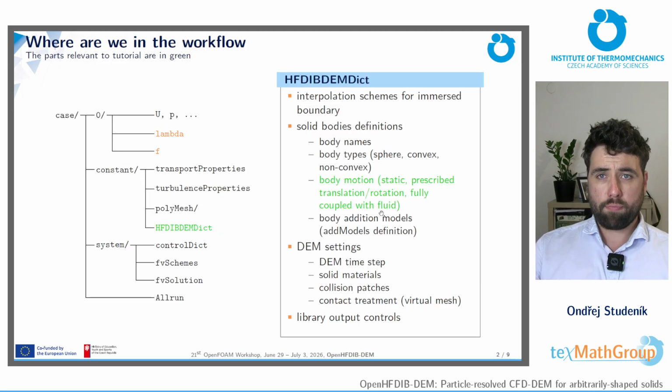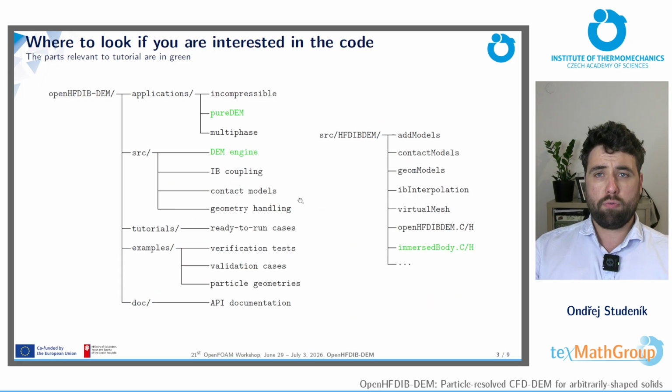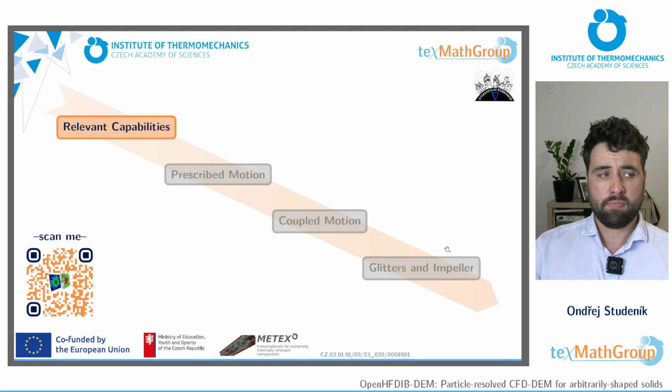Where are we in the workflow? In today's video, we will be mostly editing again the HFDIB-DEM dict with regard to the body motion, to set it static, with prescribed motion, or fully coupled with its surroundings. In regard to the overall library structure, we will today be most interested in the immersed boundary section of the code, mainly the initialization of the solids. Without further ado, let's get to it.